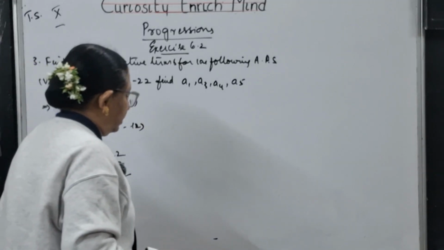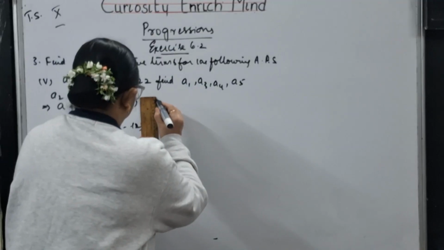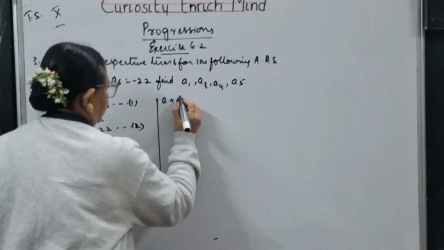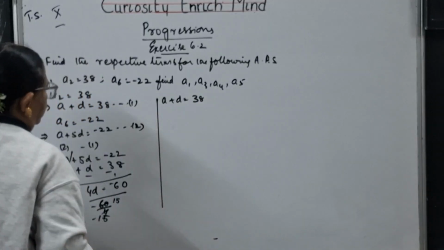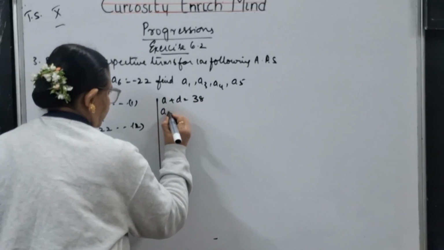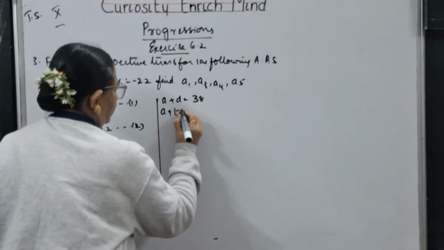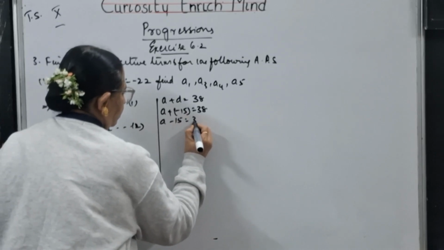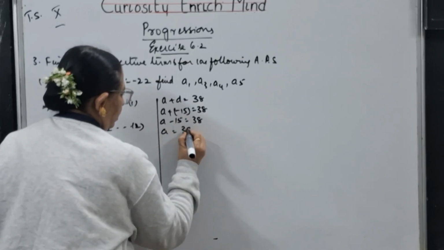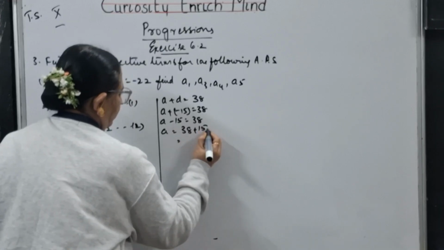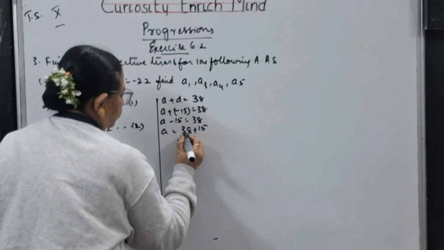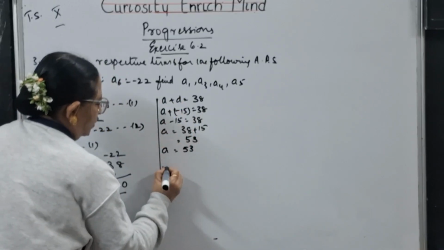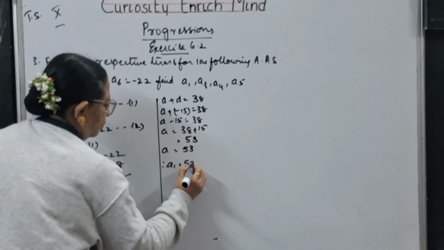Now after finding D, we have to find out A. We know that A plus D is equal to 38. D is minus 15, so A minus 15 is equal to 38. So what is A? 38 plus 15. That is 8 plus 5 is 13, 3 plus 1 is 4, 5 is 53. A is equal to 53. A means what? A1. Therefore, A1 is equal to 53.